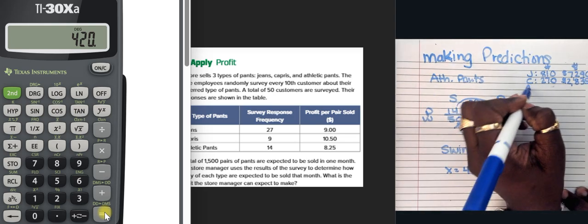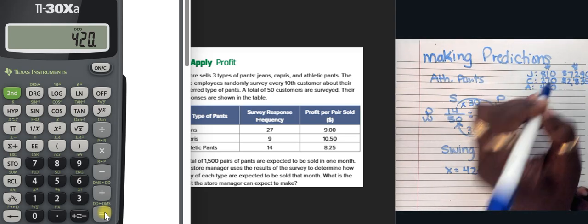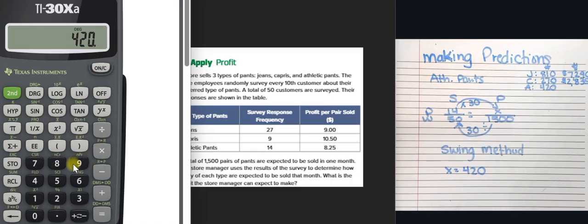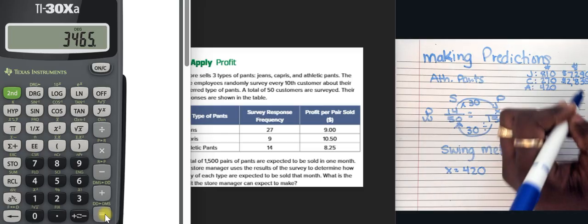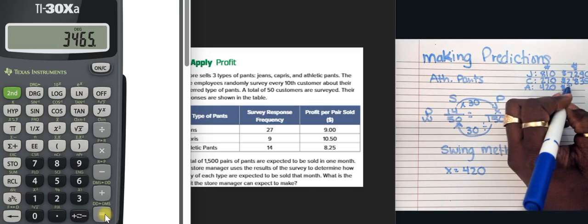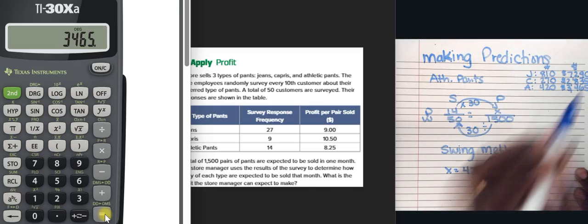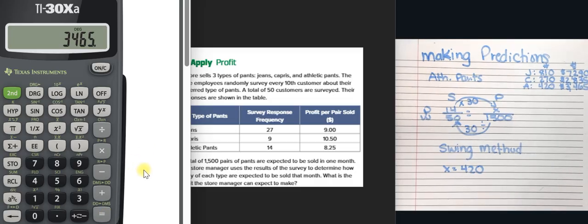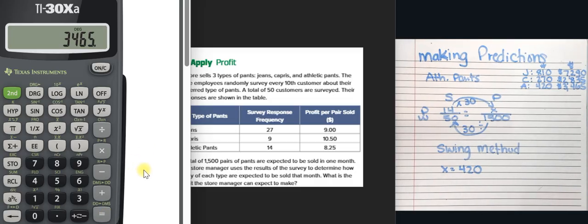So athletic pants, we have 420, and we are making $8.25 for each pair of pants that is sold. So that's going to be 3,465. So we have all the information that we need for all 3 types of pants.